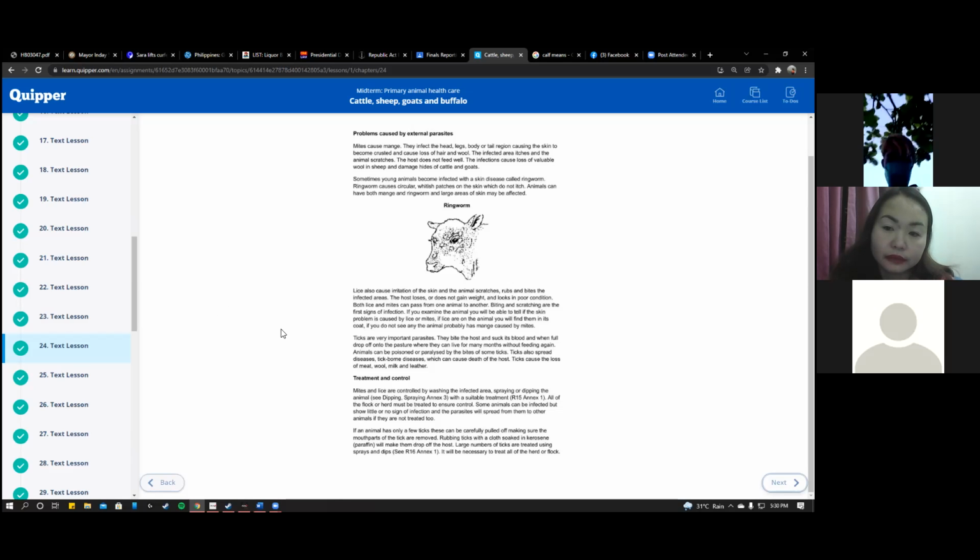If an animal has only a few ticks, these can be carefully pulled off, making sure the mouth parts of the tick are removed. Rubbing ticks with a cloth, soap, and kerosene or paraffin will make them drop off the host. Large numbers of ticks are treated using sprays and dips like R16 (Annex 1), and it will be necessary to treat all of the herd or flock.